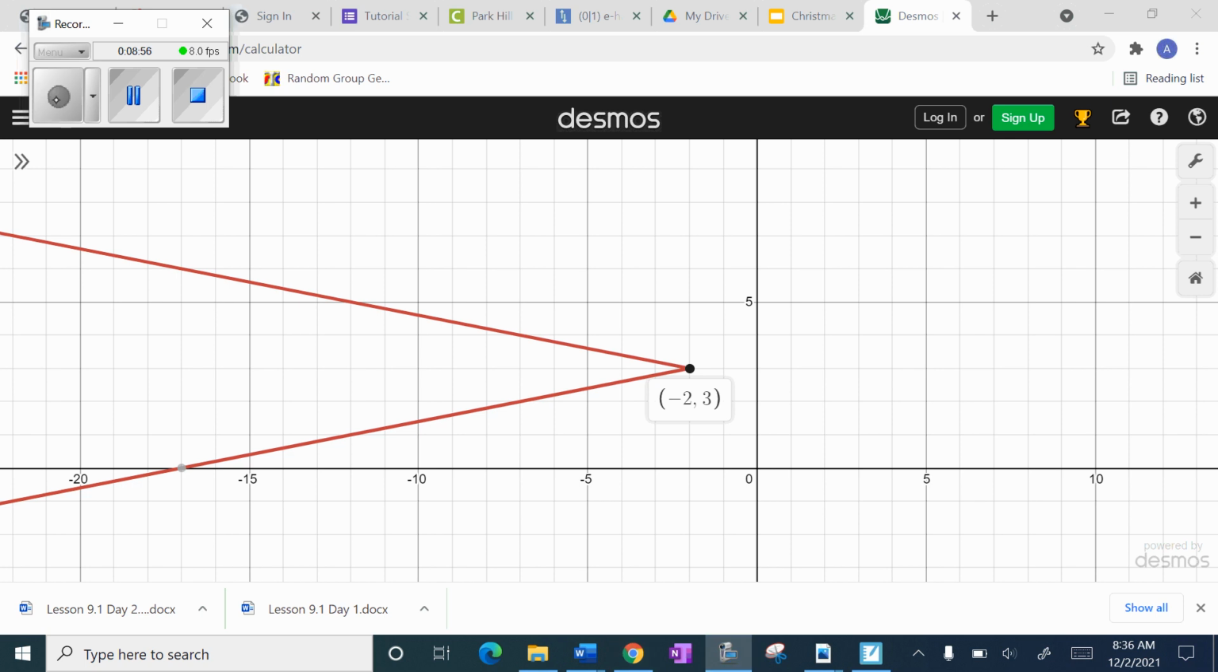Also notice this is no longer a function because it doesn't pass the vertical line test. So we're going to be asked some questions about whether or not it's a function, and this is definitely not a function anymore.